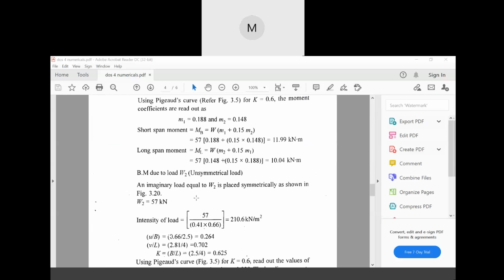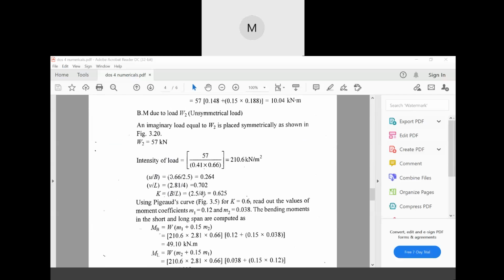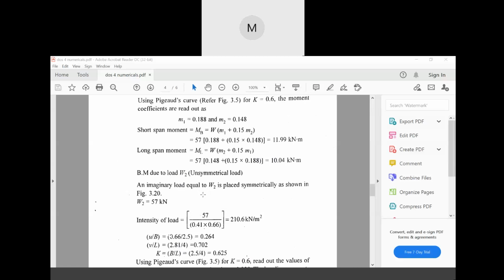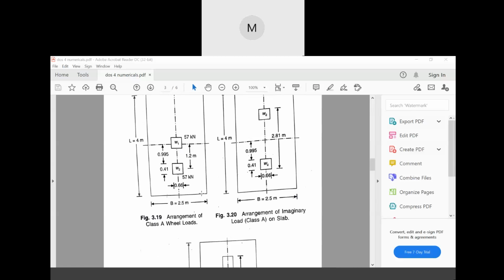Now, let us find the bending moment due to unsymmetrical load W2. If you see here, the W2 was placed here, right? In order to balance this, we place the W2 on the other side also. We remove this W1 and place this W2 on the other side also. Then this will be balanced, and then it will be symmetrical.